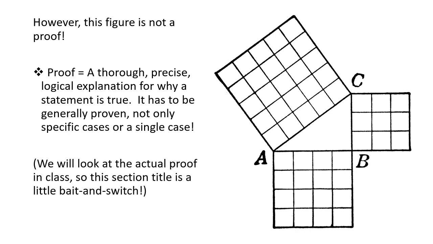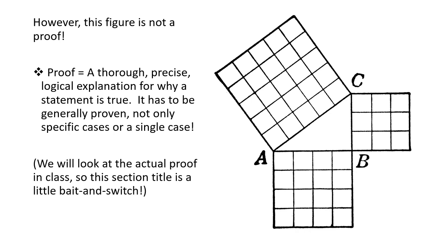So if I want to do a proof, I really need to show that it works in a general case, that it will always work for any right triangle. I know that if I measure the sides, this relationship still holds. So that's a different level.